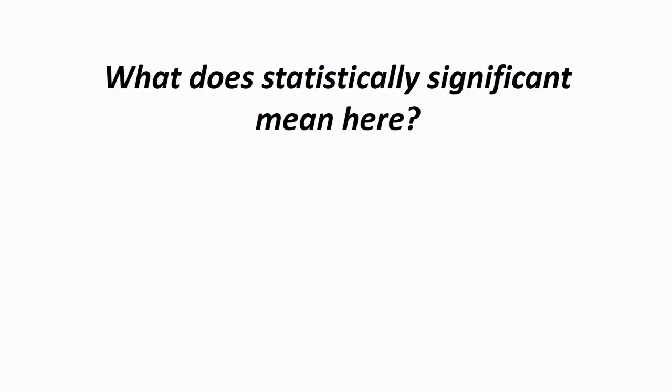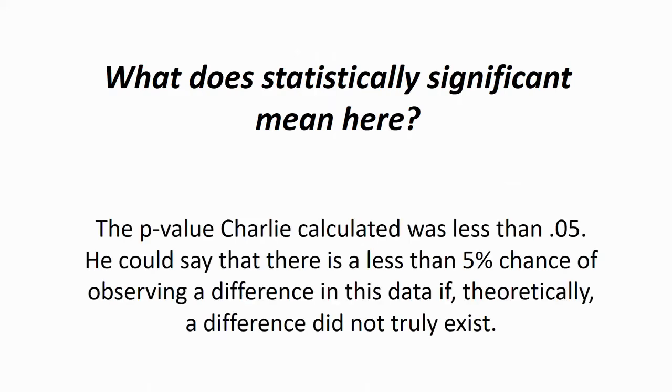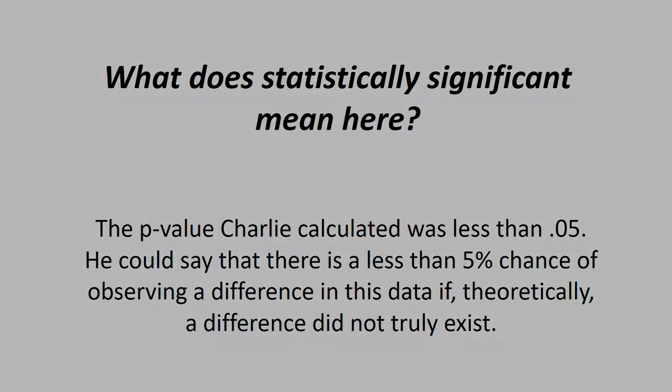This is the probability of observing this value or greater when we assume that the results are due to chance. In Charlie's case, this value is the difference between the two groups. The p-value Charlie calculated was less than 0.05. He could say that there is a less than 5% chance of observing a difference in this data if, theoretically, a difference did not truly exist.